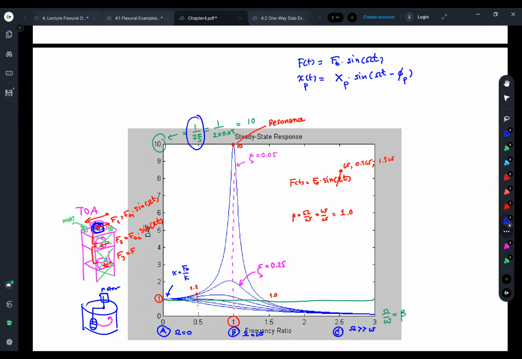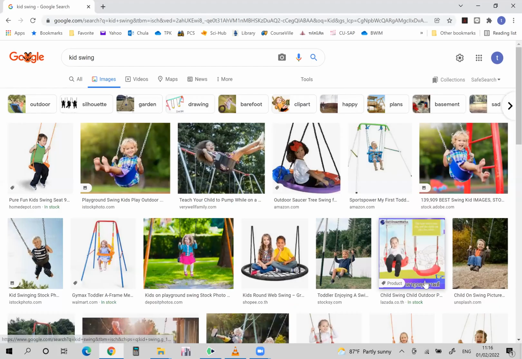When you go to the playground, right? Kids play on the swing. Yeah, I found this. Let me share this one with you. Children, kids, they play the swing.